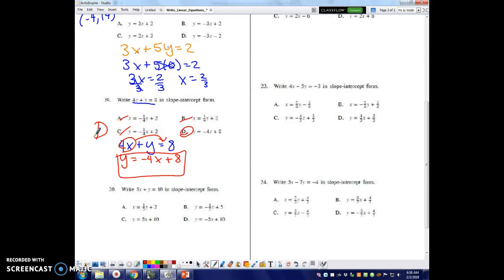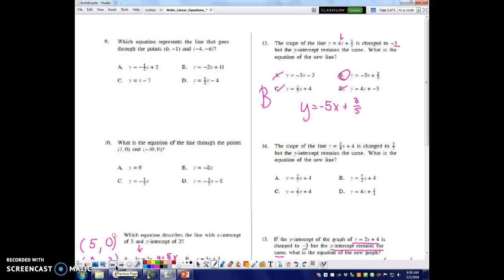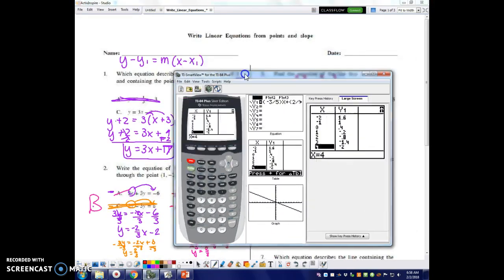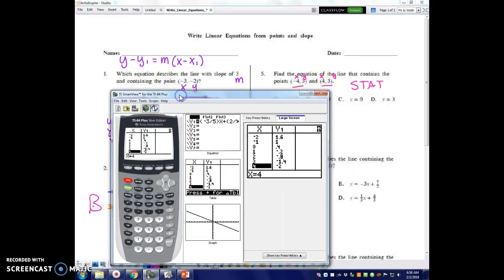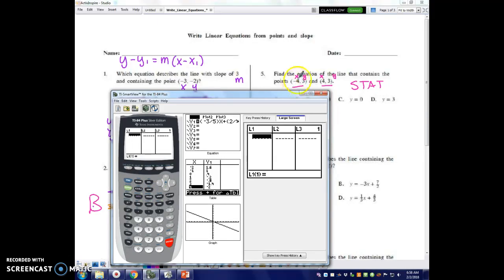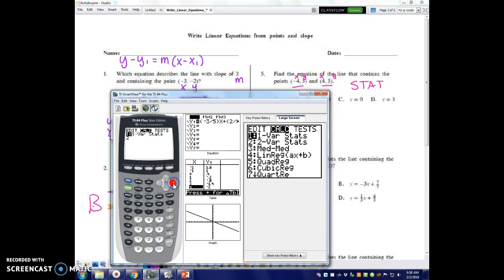Okay, so just as a refresher, I'm going to go back to one of the stat questions, and I'm going to do it with you really quickly. So let's do number 5, just to refresh over how to do stat. Okay, so go to stat, edit. We're typing these in. Remember, the x's go on one side and y's on the other. So negative 4, and then 3. And then we have 4 and 3. Okay, stat, over to calc.